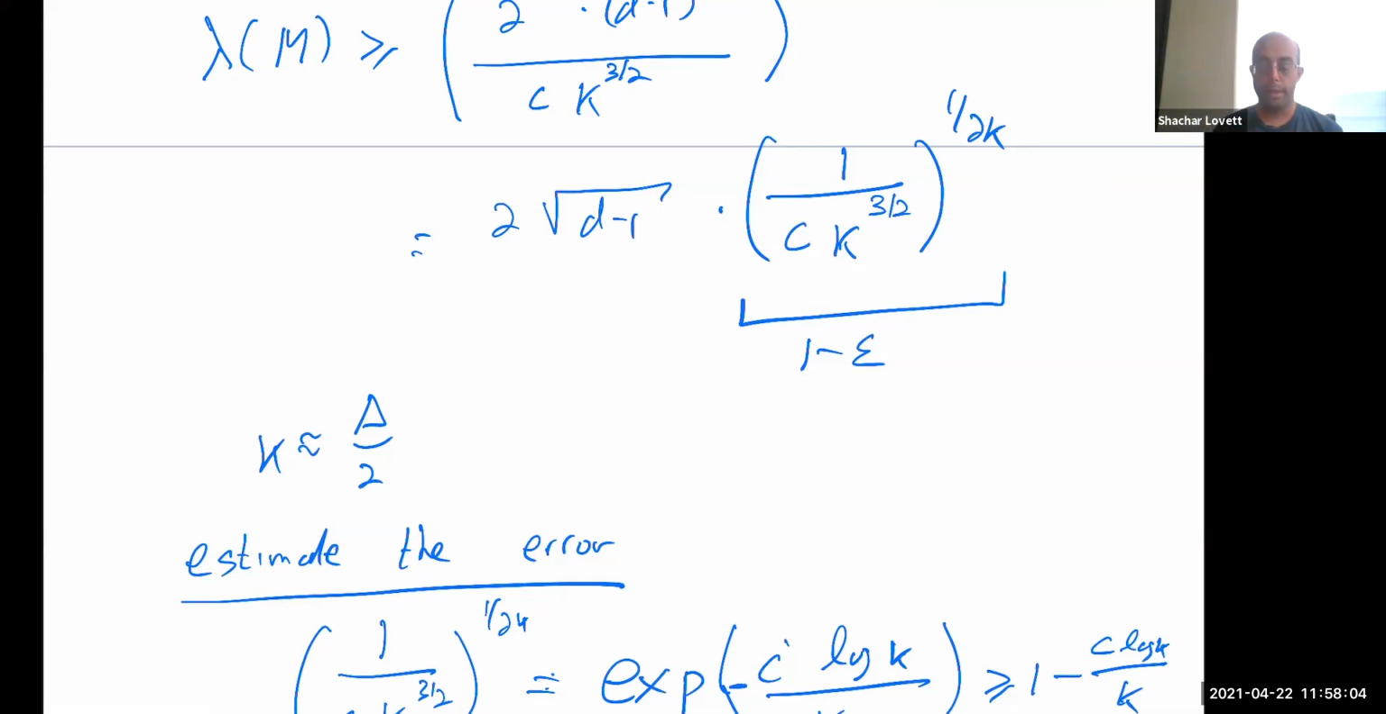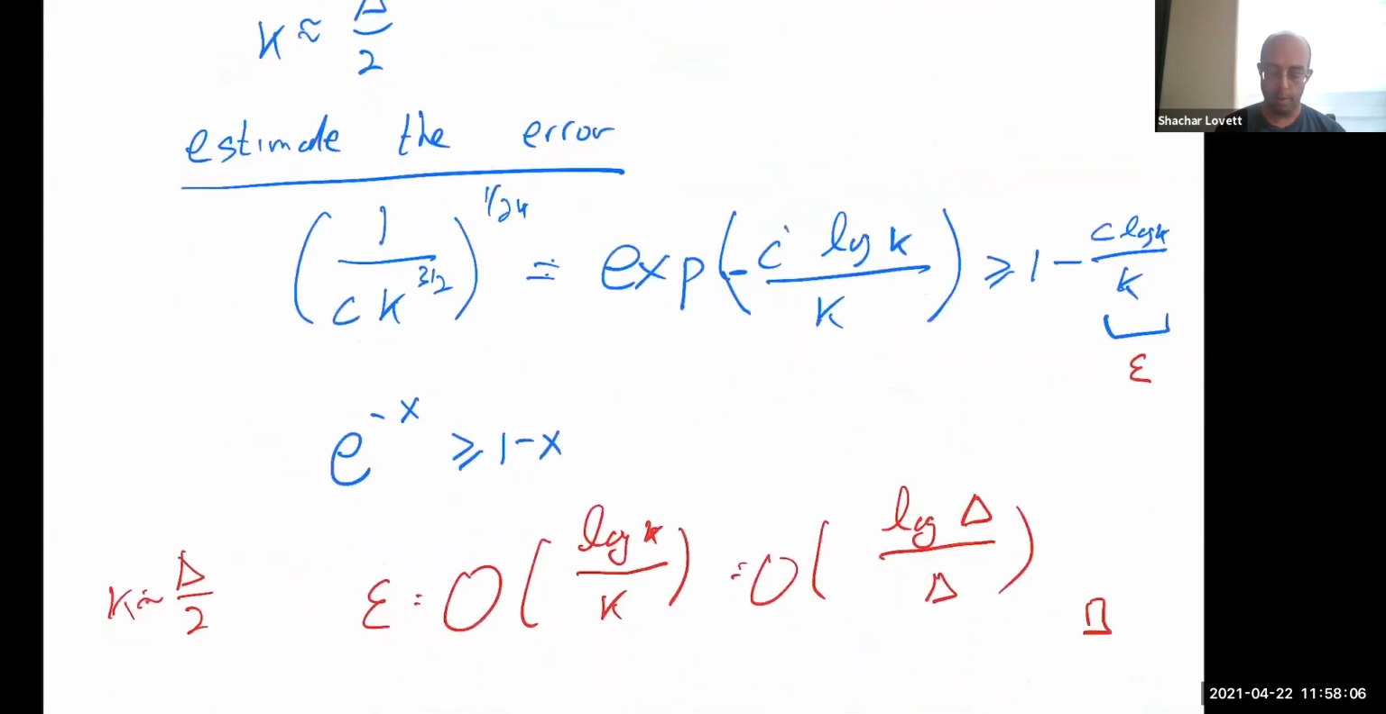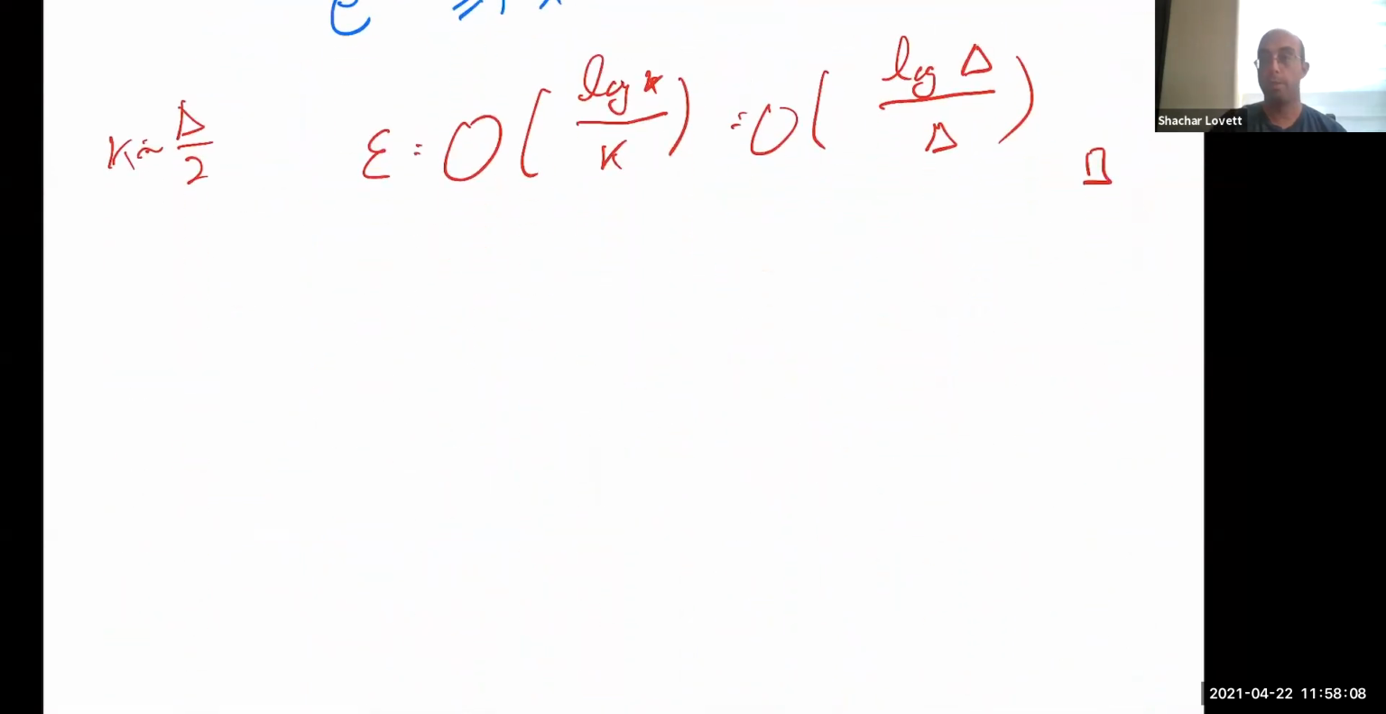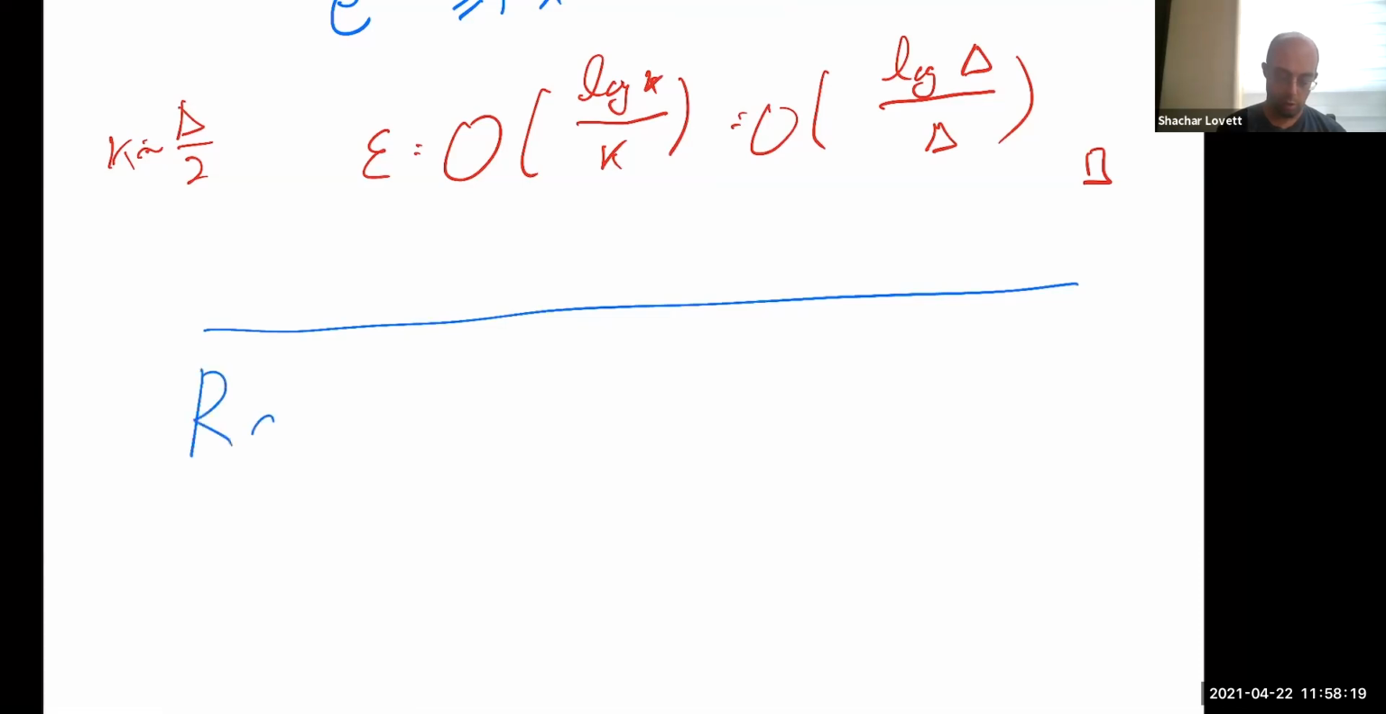Okay, so the last thing I want to do today is to tell you about graphs that actually achieve this bound. That's going to be our last topic for today. These graphs are called Ramanujan graphs.